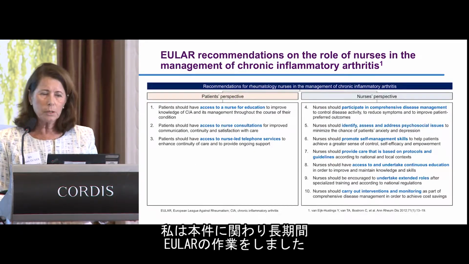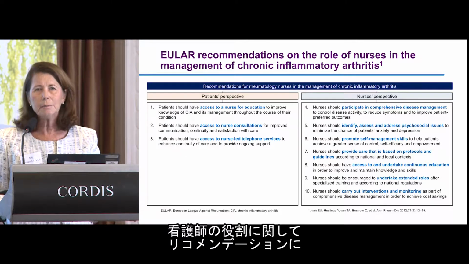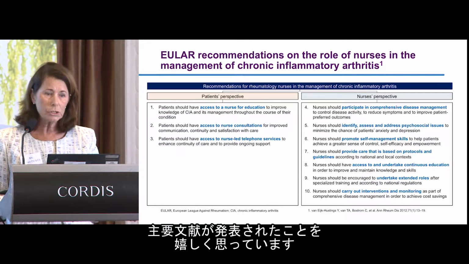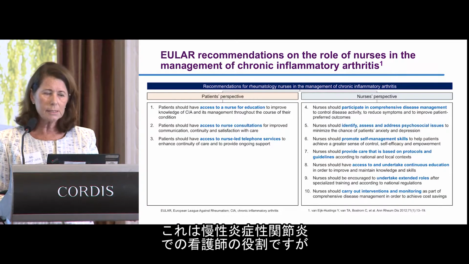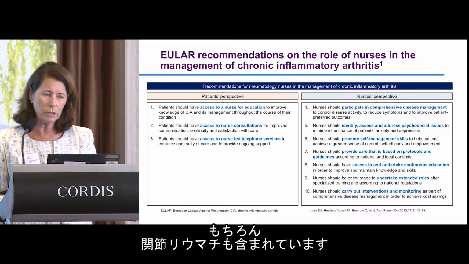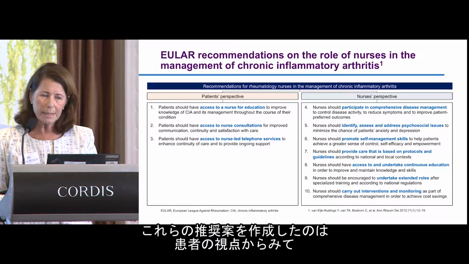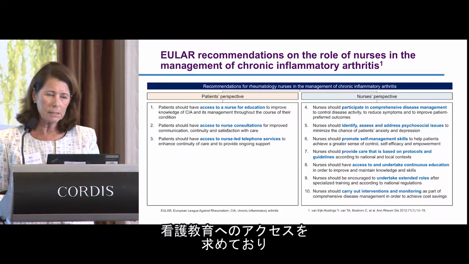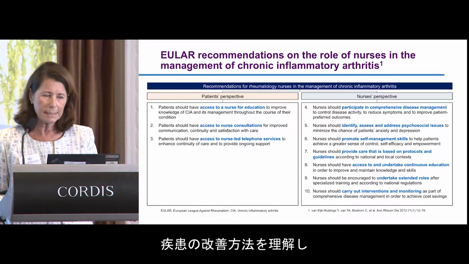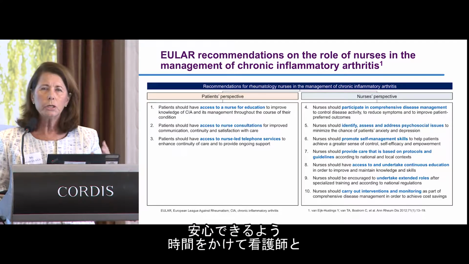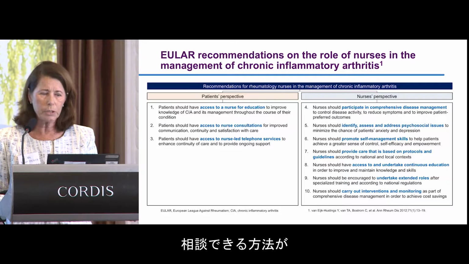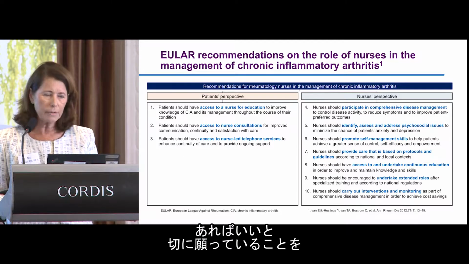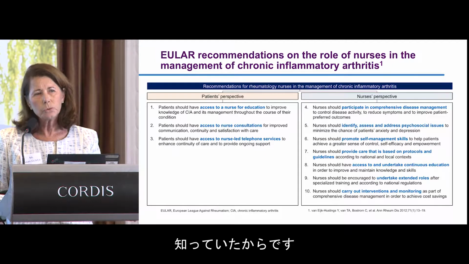So I was involved in this work and I worked in EULAR for a long time, and I'm very excited about some of the key papers that have come out on the recommendations for the role of the nurse. And this is the role of the nurse in chronic inflammatory arthritis, which includes, of course, rheumatoid arthritis. And we developed these recommendations because we were aware from the patient's perspective that they really wanted access to nursing education much more than they were getting. And they needed access to a nurse consultation, dedicated time with the nurse to understand how to improve their disease and make them feel reassured.